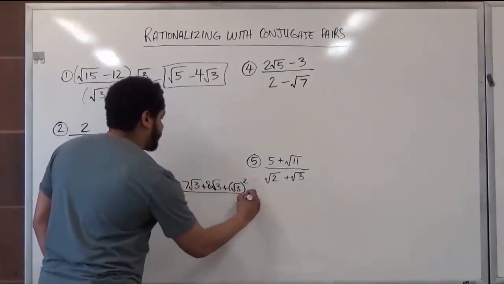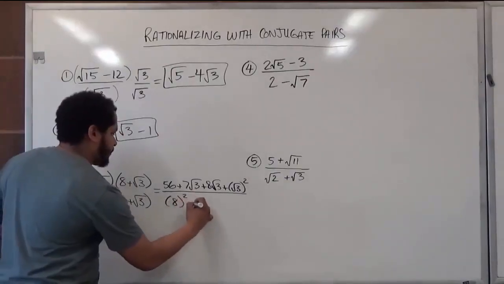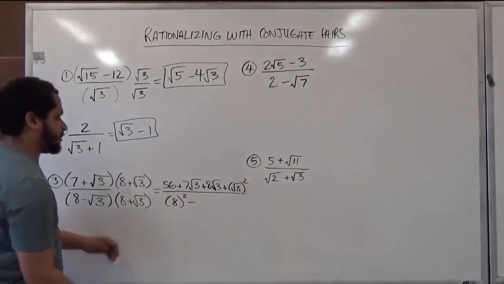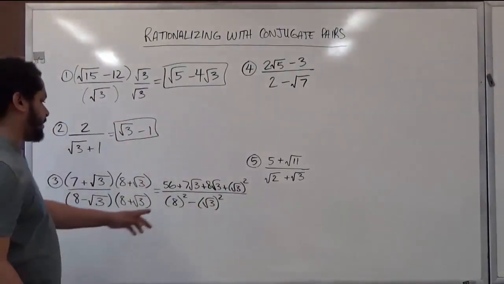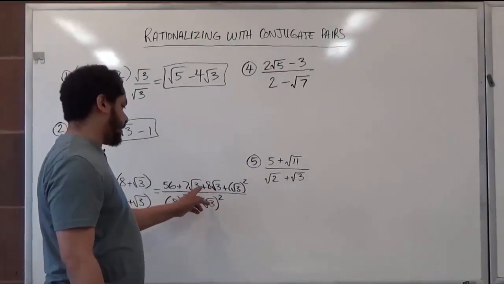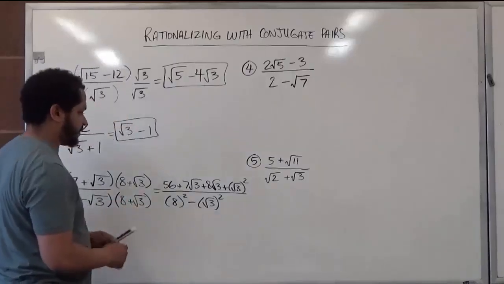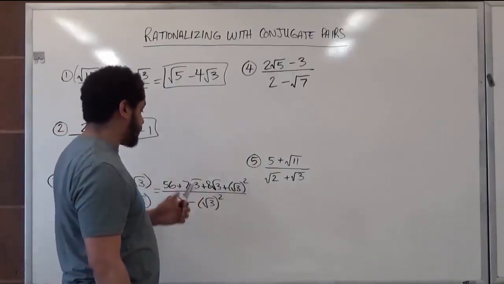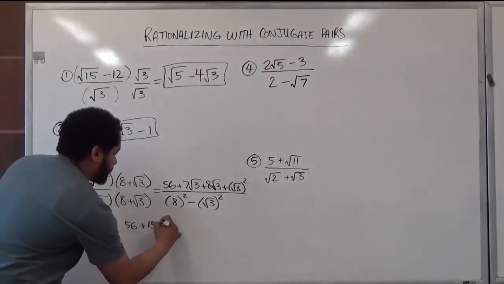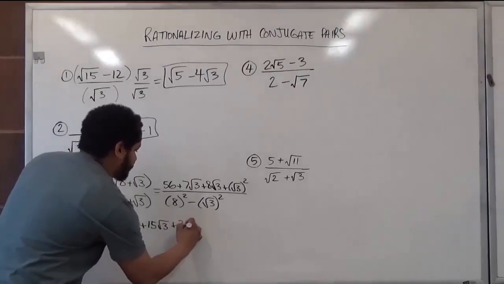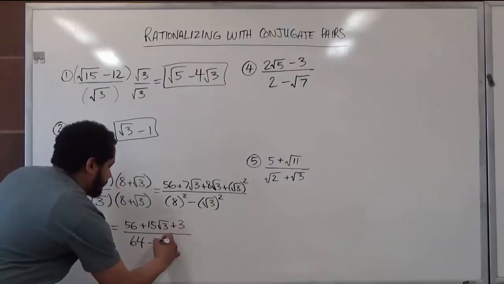On the denominator, we have the conjugate pair, so we have 8 squared minus radical 3 squared. And what we get here then is we have 2 radicands with the same term, so 7 radical 3's plus 8 radical 3's are 15 radical 3's. Radical 3 squared is just 3, so we're going to get a result of 56 plus 15 radical 3's plus 3 all over 64, take away positive 3.